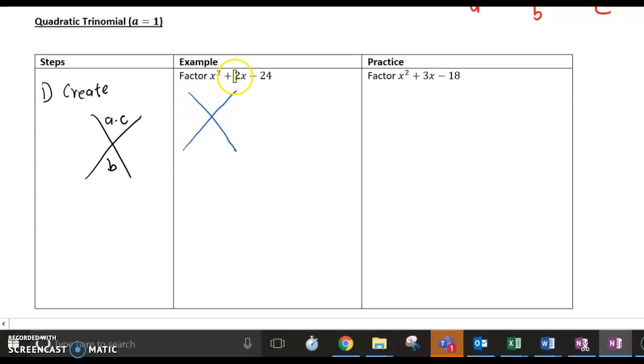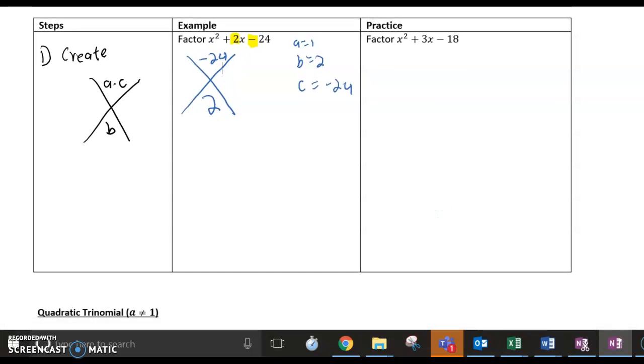All right, my B value is obviously 2. Let's write this out actually. I have A is 1, B is 2, and C is negative 24. So up top, I've got negative 24 times 1 is still negative 24. All right. Now we want our factors of negative 24. So as a step, I'm going to write this as factors of A times C.